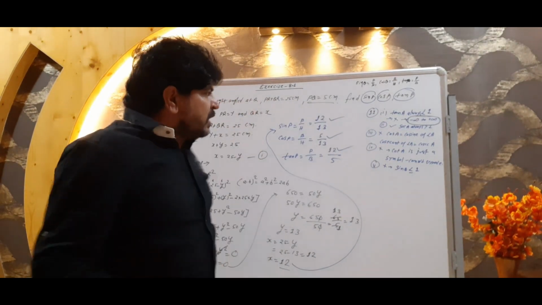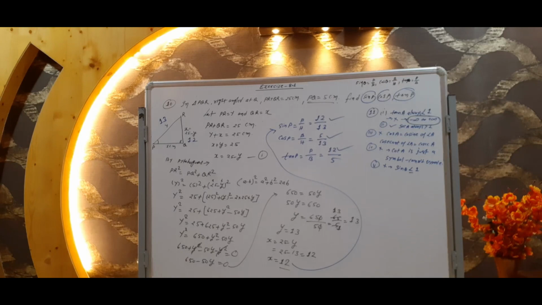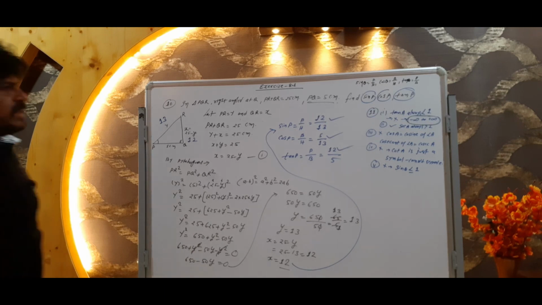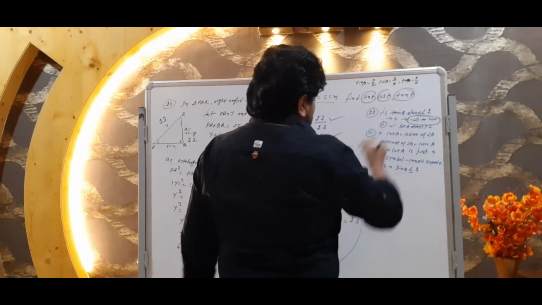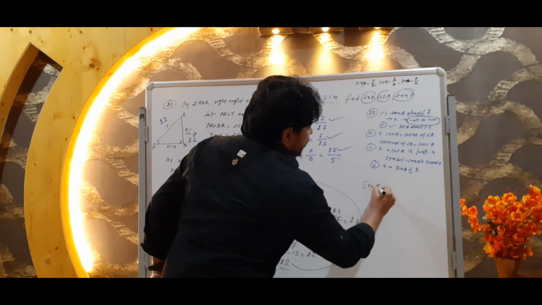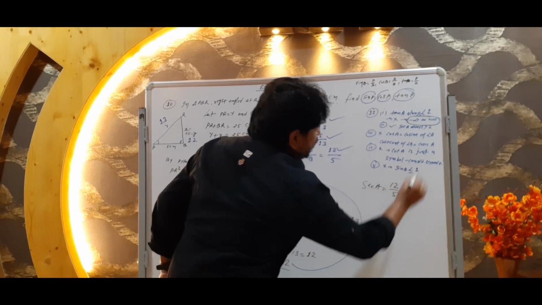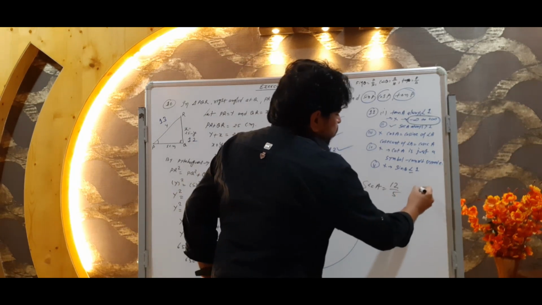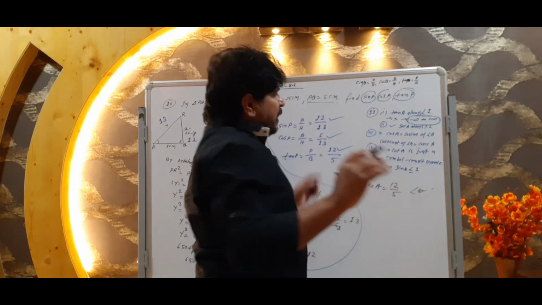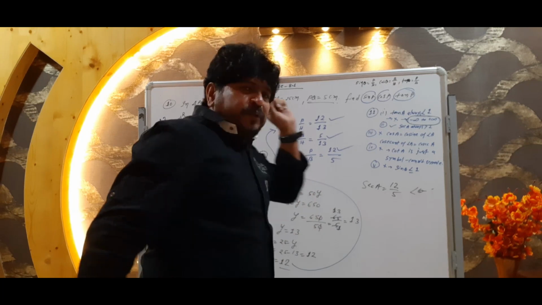Understood? Now, the second statement. In the second statement, they are asking: sec A is equal to 12 upon 5 for some value of A. What is given in the question? The question says the value of sec A is equal to 12 upon 5 for some value of theta. This particular statement is absolutely correct.